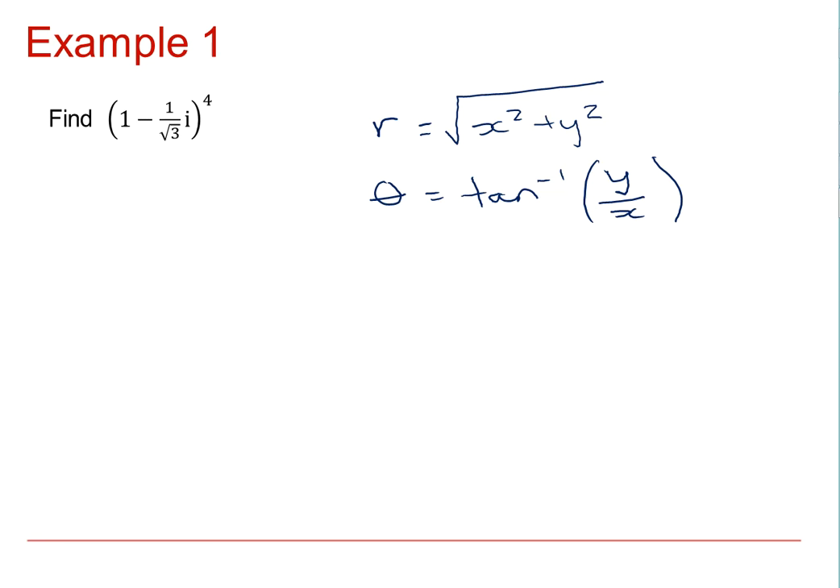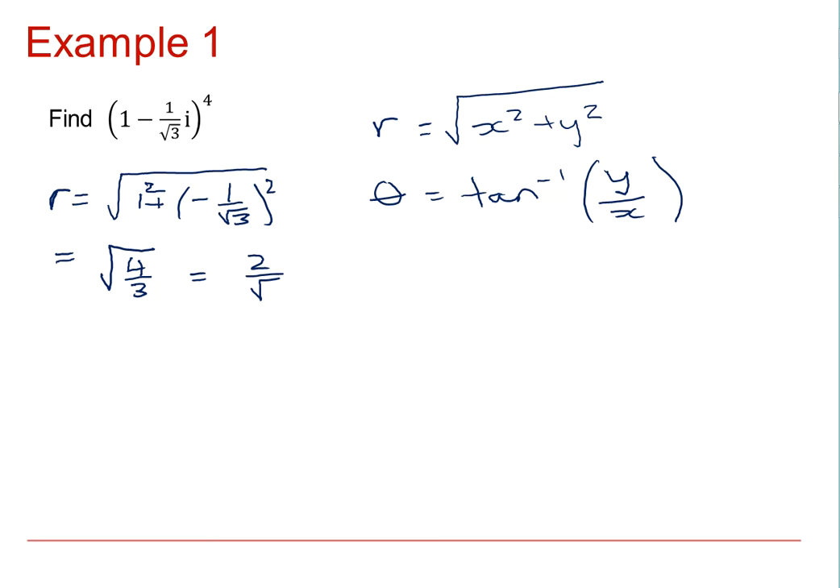We could find 1 minus 1 over root 3 i all to the power 4 by expanding the brackets, but it may be quicker to translate to the r cos theta plus i sine theta form and then use de Moivre's. r is going to equal the square root of 1 plus minus 1 over root 3 all squared. In fact, let's call that 1 squared for completeness, which will give us the square root of 4 thirds, which we can write as 2 over root 3.